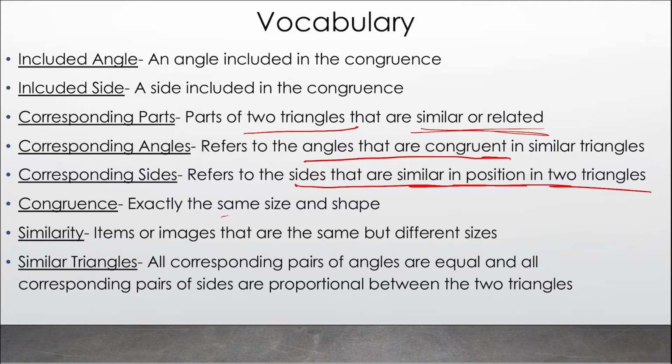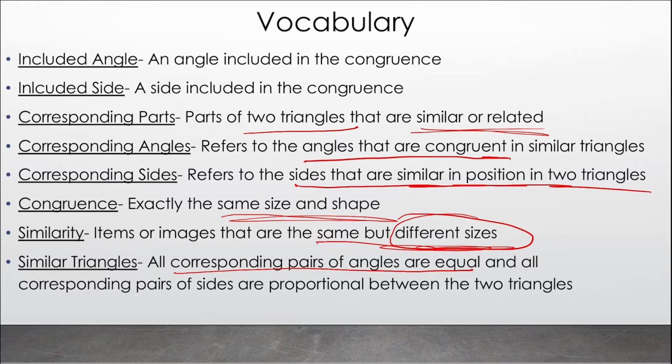Congruence is exactly the same size and shape. Similarity is items or images that are the same but different sizes. So this is the key part here, this different sizes. Similar triangles have all corresponding pairs of angles equal and corresponding pairs of sides proportional. So I have one that's equal and one that's proportional.